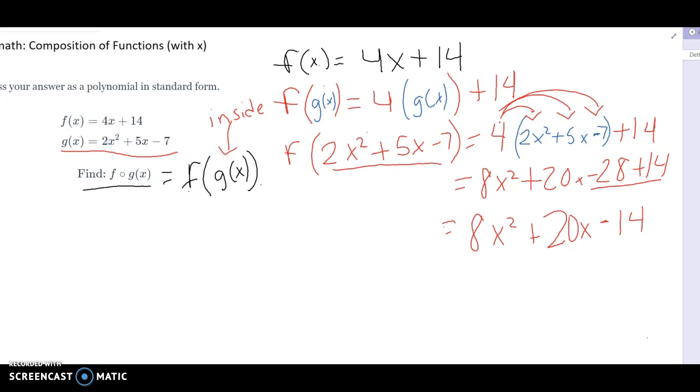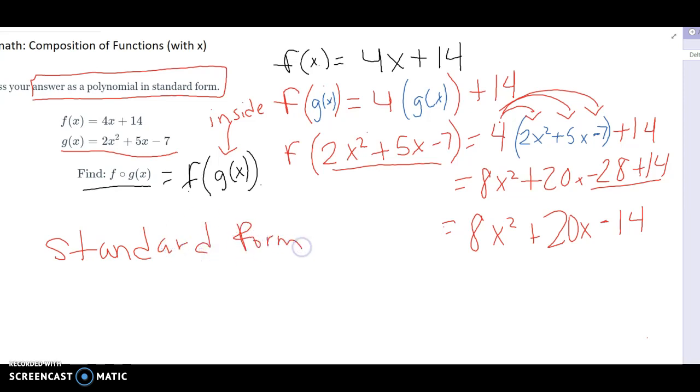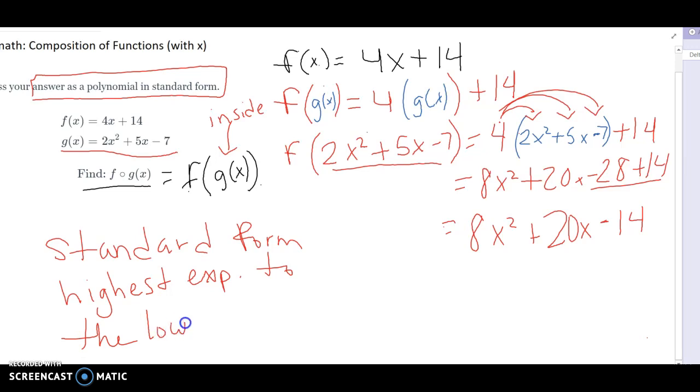And for Deltamath, it does ask to express your answer as a polynomial in standard form. Remember that standard form is the highest degree to the lowest degree, highest exponent to the lowest. Guys, I would write this down if I were you. That way you have notes that you can reference back. And so if you look at this problem right here, we have x squared, then we have x, and then we don't have an x. So it is actually already in standard form for us.